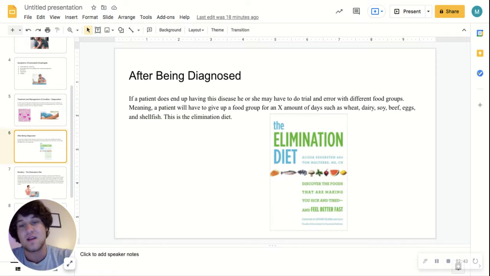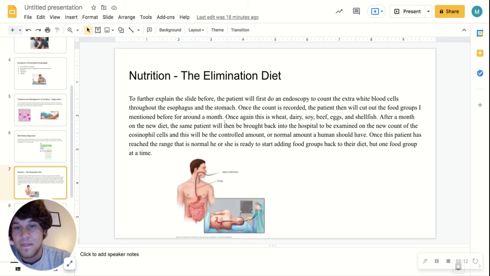And then after being diagnosed, if a patient does end up having this disease, he or she may have to do a trial and error with different food groups. What I mean by trial and error is like a diet, testing out different foods. I said here, the patient will have to give up a food group for an X amount of days, such as wheat, dairy, soy, beef, eggs, and shellfish. This is also known as the elimination diet. I titled this Nutrition, the Elimination Diet.